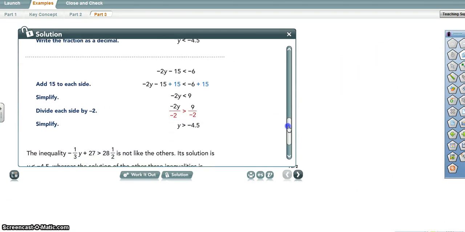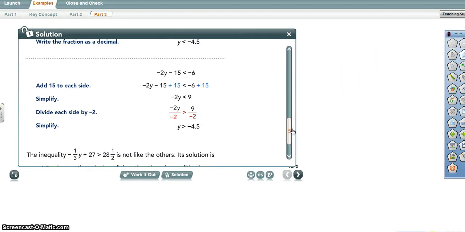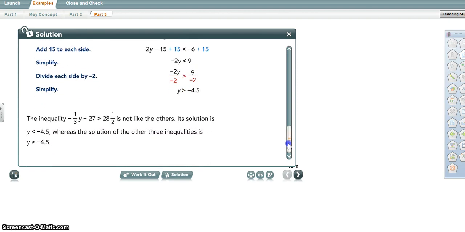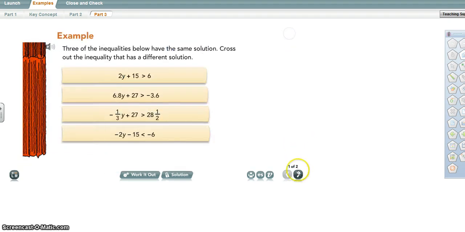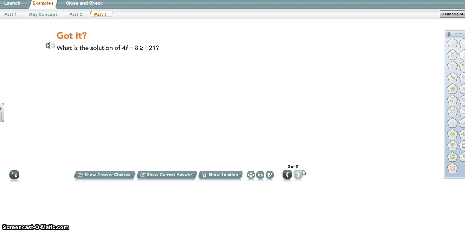Okay, on the last one, you should have got y is greater than negative 4.5. We would add to both sides and divide by a negative 2 on both sides. We're dividing by a negative value, so notice that that inequality sign flips. All right. One more problem. I would pause the video, try it, and then see how you did.